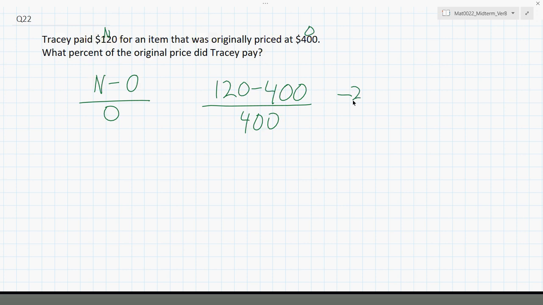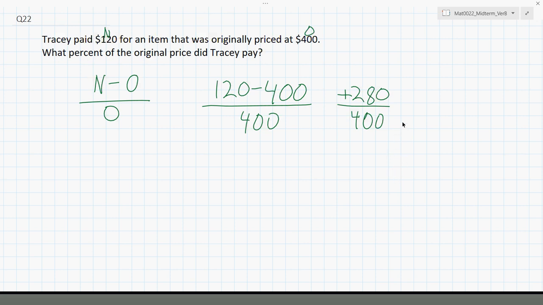Negative 280 over 400. Because we're looking at the percent of change, it doesn't matter that this is negative right now. We can actually make it positive, because change is a distance, no matter what, it's always going to be positive. You can't have a negative distance between 2 points. So even though this ends up being negative, we'll just say that it keeps being positive. And that's always for all of these.